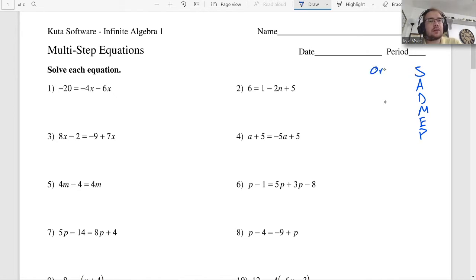Order of operations for solving: SADMEP. And on top of that, here are the steps, so here's how we're going to solve every single one of these. Step 1, you see if you can simplify anything. Step 1, simplify. So that's PEMDAS.